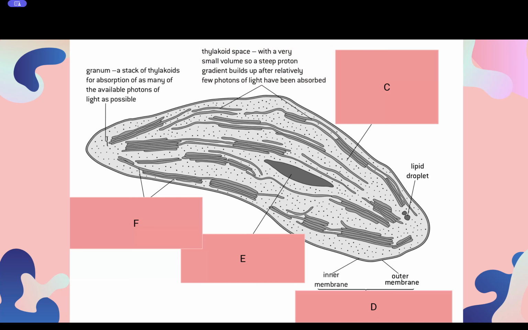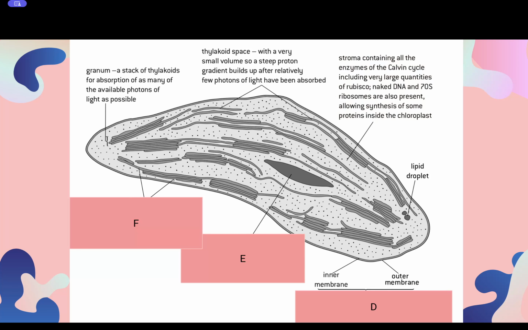B, thylakoid space. So each of them is a thylakoid space with a very small volume. So it can create a very steep proton gradient. So it works the same way as the intermembrane space in the mitochondria.